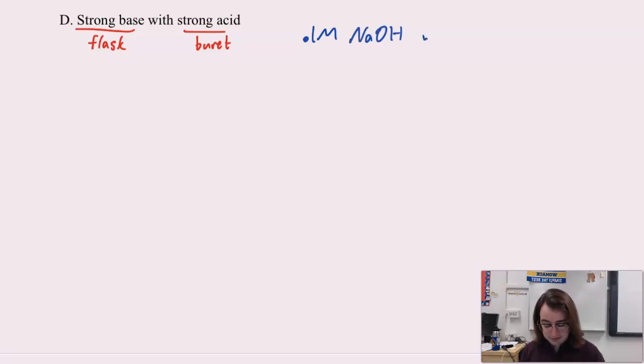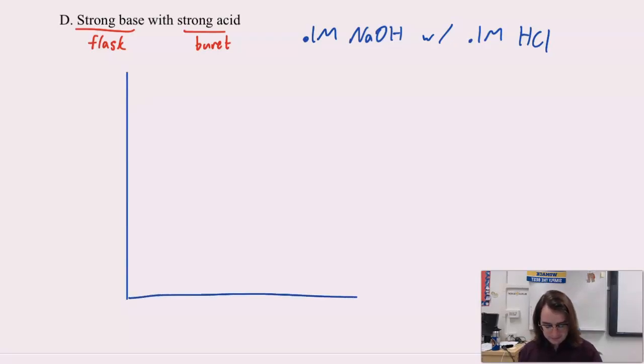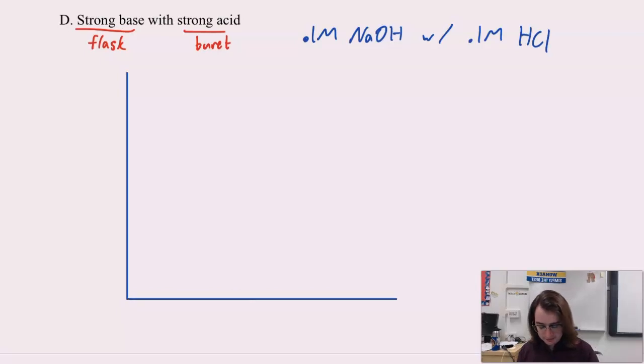And we are going to titrate it with 0.1 molar HCl. Let's put our axes back down. This time, if you were to take the negative log of 0.1 molar, you would get 1 again, but that would be pOH. So then I would do 14 minus 1, that would give me 13.